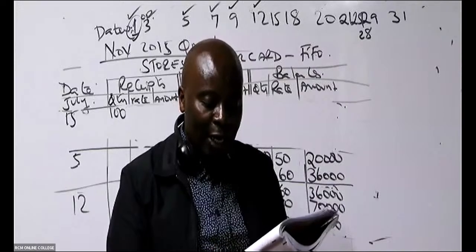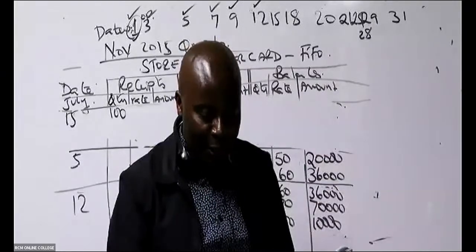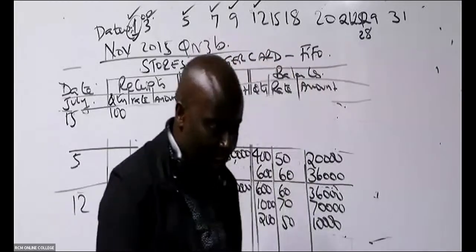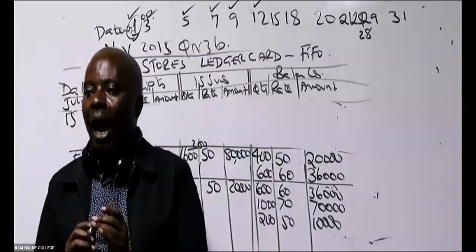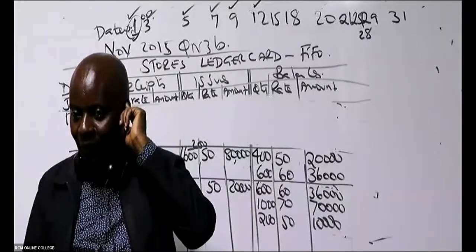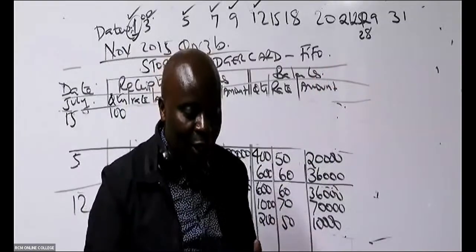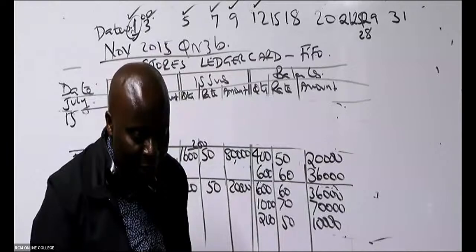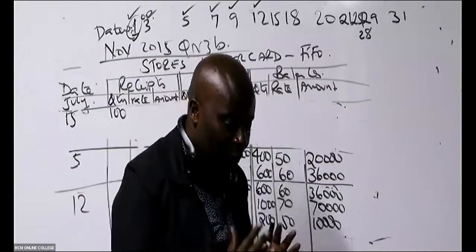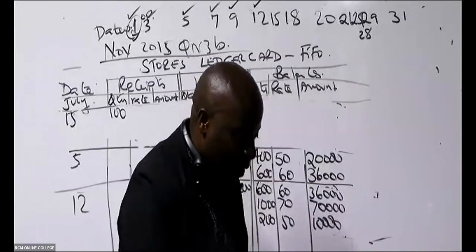On 15th July 2015, 100 units were returned to stores. So in this case here, we have 100 units. They are not telling us where these goods were returned from, which date we issued them, or at what price they are being returned. So, ladies and gentlemen, look at note number 3. On the 15th of July 2015, 100 units were returned to our stores.